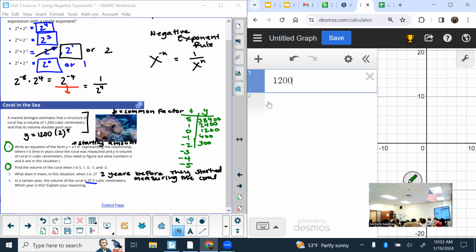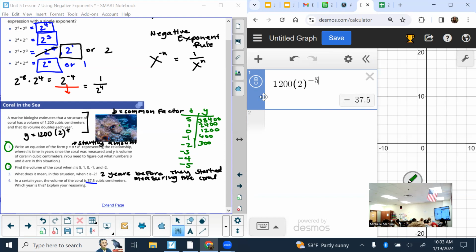So 1200 times 2 to the -3 power is not 37.5. So I'm going to test a smaller number, but it's getting closer. So then when t is -4, it's 75. Still not what I'm looking for. When t is -5, now I have the answer I'm looking for.